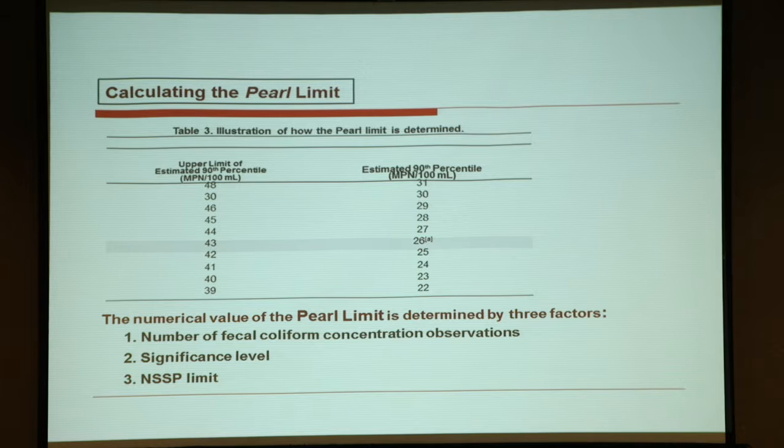Pearl then uses the user-specified NSSP limit to search the sorted list for the first record in which the upper limit of the estimated 90th percentile value is less or equal to the user-specified NSSP limit. Now, once this record is found, Pearl identifies the corresponding 90th percentile value for this record as the Pearl limit, and in our example will be 26 mpm per 100 milliliters.